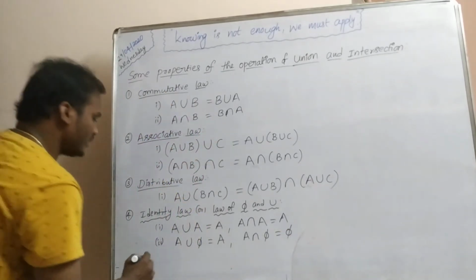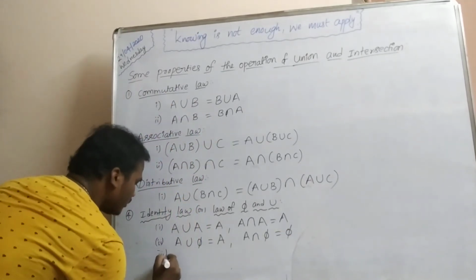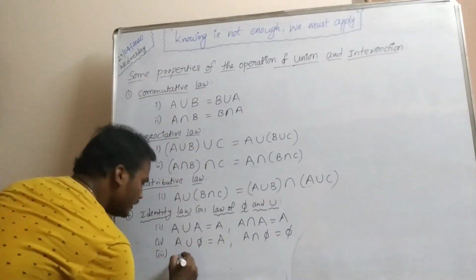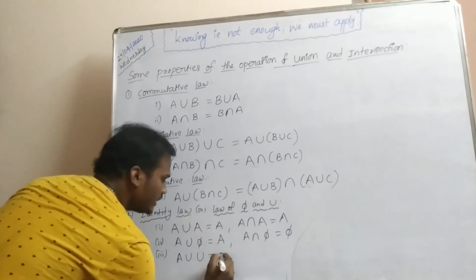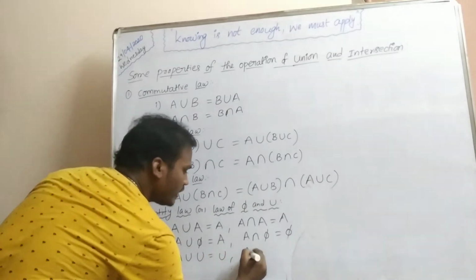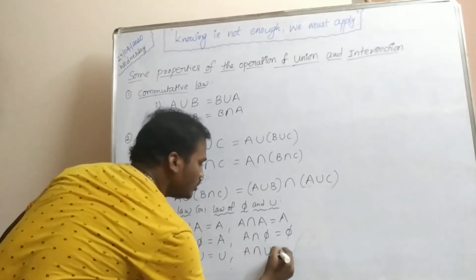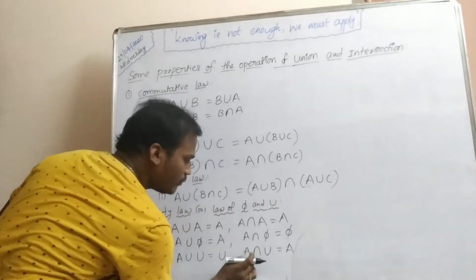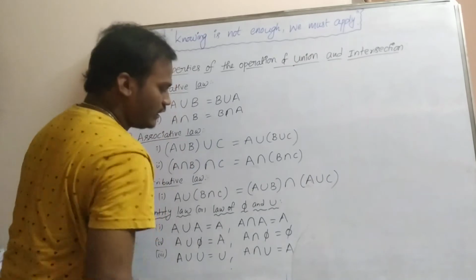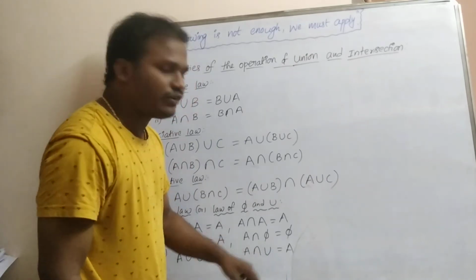Next, the third one, which is A union universal set. That gives you the universal set. But A intersection universal set gives you A, because of A and U the common elements are A only. That is, A intersection union is A only.